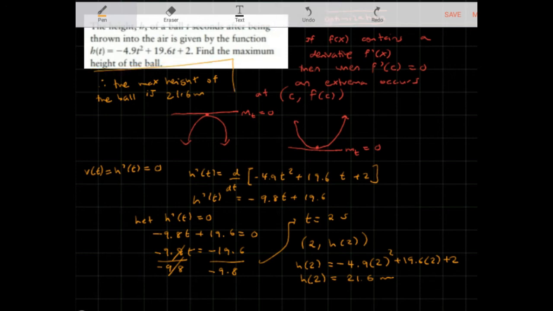So this is why calculus is so useful, because we can optimize our scenario and figure out the maximum and minimum points by using the first derivative test.